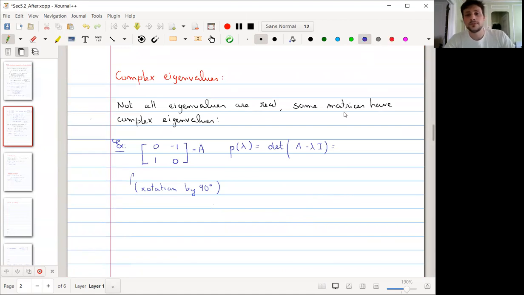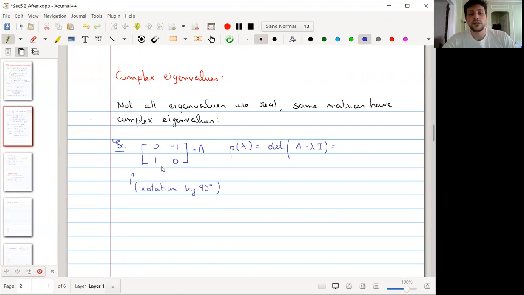Before moving on to that, I just want to mention one other thing that could happen, which is the fact that some matrices do not have real eigenvalues. There are matrices whose eigenvalues are complex. We will not talk about those very much in this class, but it's important to keep in mind that it's not automatic that any matrix has real eigenvalues. Some of them don't. You can even find very simple examples of matrices that don't have real eigenvalues.